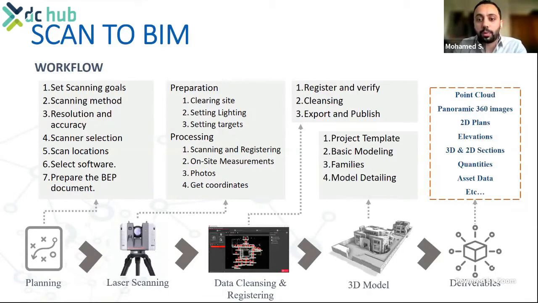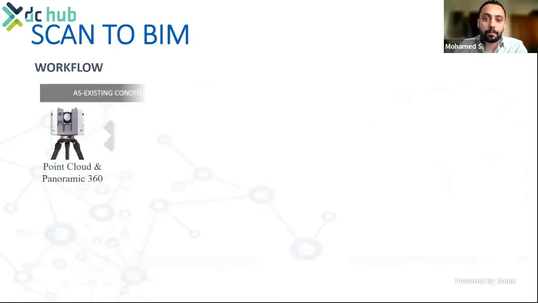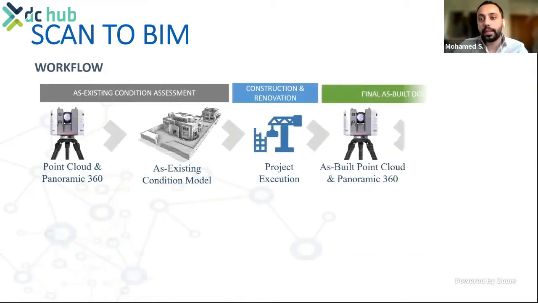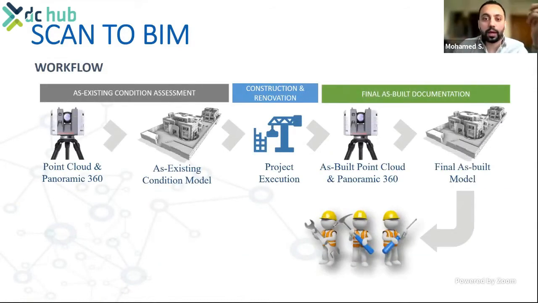Deliverables may include point cloud, panoramic 360 images, whether as part of the point cloud file or available on cloud or server, 2D plans, elevations, sections, quantity reports, assessment, asset information model, etc. In an actual project, we may need this workflow before and after construction works, or even during construction if needed.